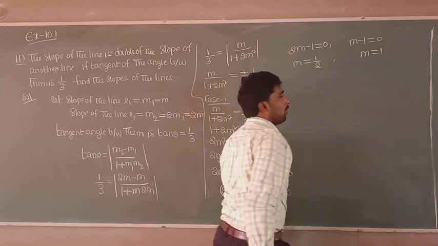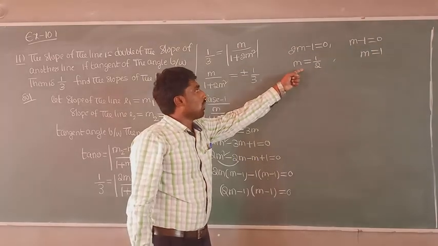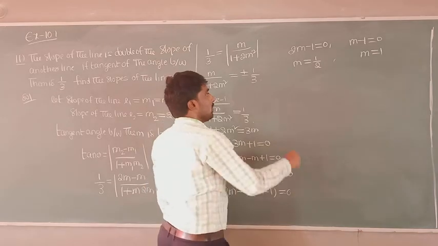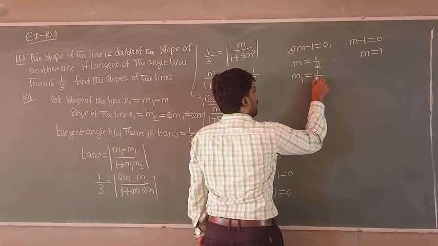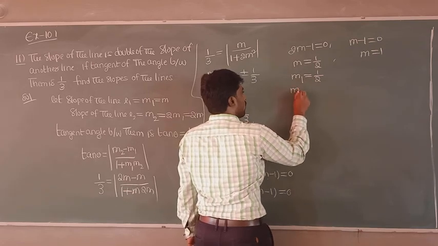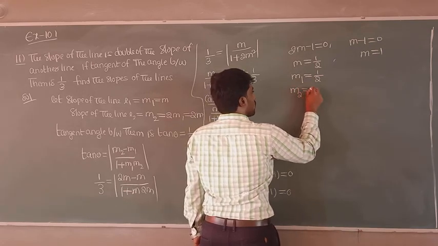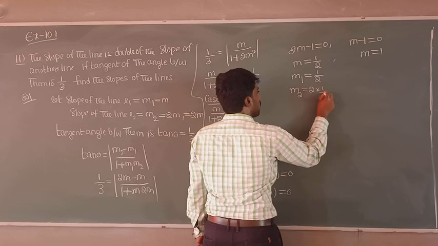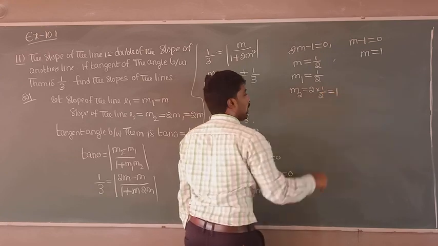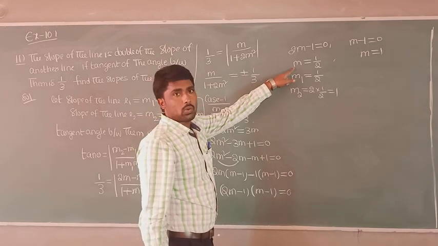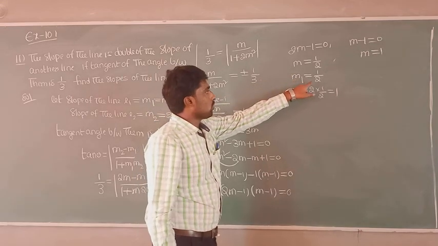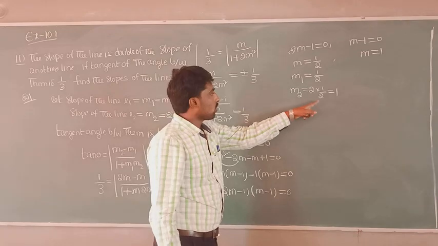Okay guys, listen here. If m equals 1/2, what is the m1 value? M1 equals m only, so I will get 1/2. What is m2? M2 equals 2m, so 2 into 1/2, and you will get the slope is 1. Is it clear, everyone? Whenever the m value is 1/2, I am getting the first line slope as 1/2 and the second line slope as 1.